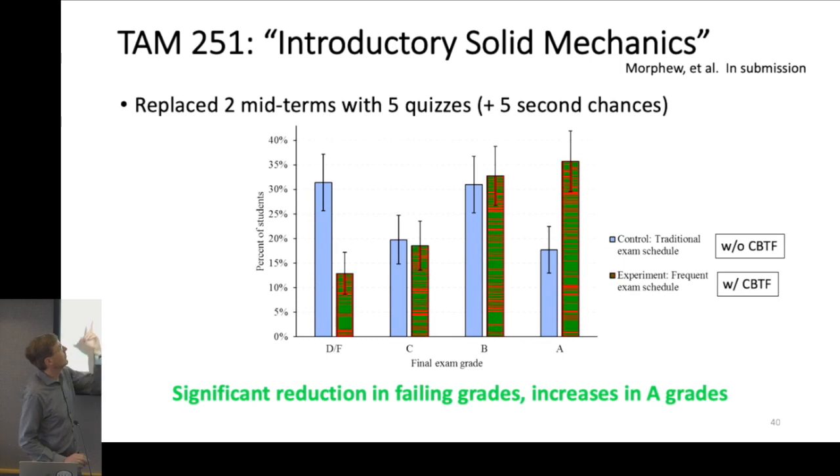All right. So 2 experiments. The first one was in our solid mechanics class. The faculty member replaced 2 pencil and paper midterms with 5 quizzes and 5 second chance quizzes. The blue shows the grade distribution they got on the final without the CBTF, and then red is with. You can see there's a huge reduction in the number of D's and F's on the final exam, and a corresponding increase in the number of A's. Pretty good. I like that.